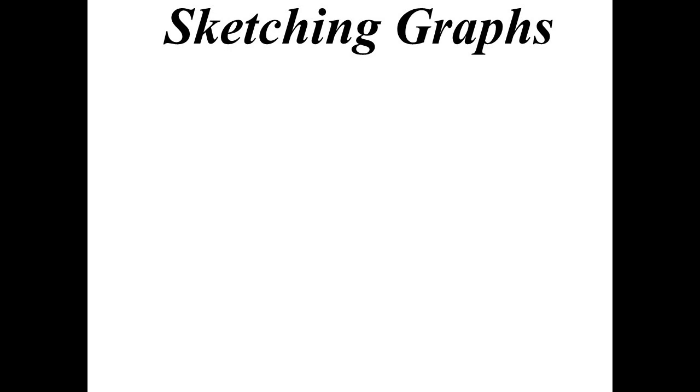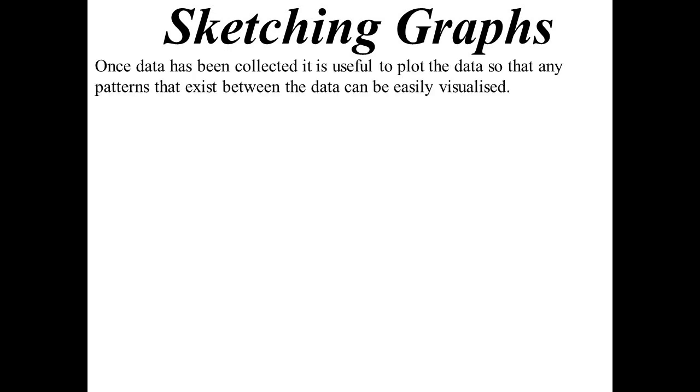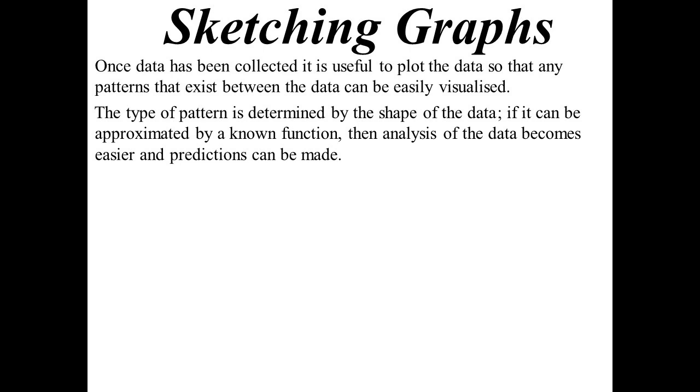Let's look at sketching graphs, because as I said yesterday, if we can work out the picture, then working out things like domain and range is so much easier. So some general ideas. The type of pattern is usually determined by the shape of the data, so we look at the data. If we can approximate this data with a known function, then when we need to analyze the data, that becomes easier, and then you can use it to predict and things like that. So this is why we want to know what the shapes are.